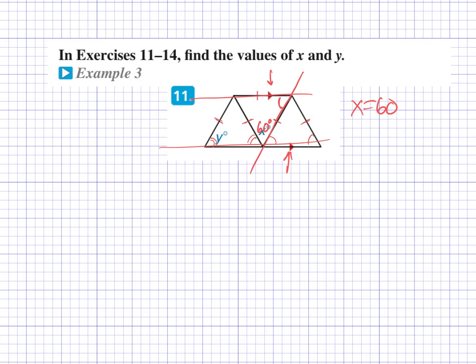So this angle and this angle are alternate interior angles. Well, we already know that's 60 degrees, so that means this must be 60. And if all of this right here is 120 degrees, and all the way over is 180, that means that angle right there has to be 60 degrees as well. And the base angles theorem says that the two angles have to be the same. So y has to be 60 as well.